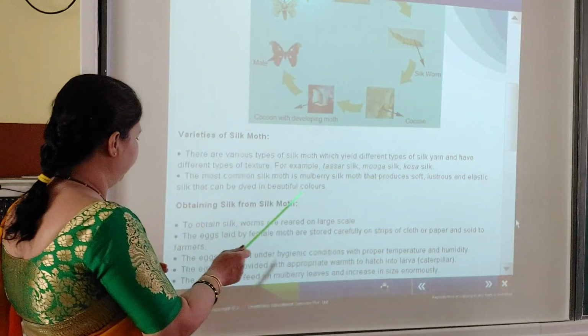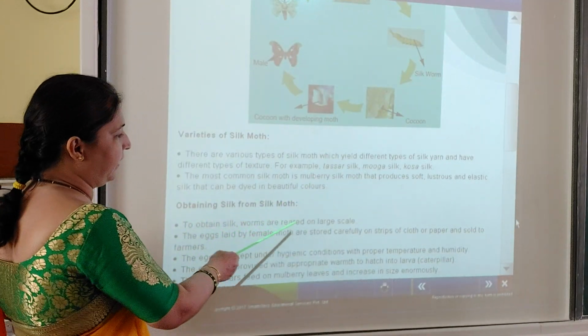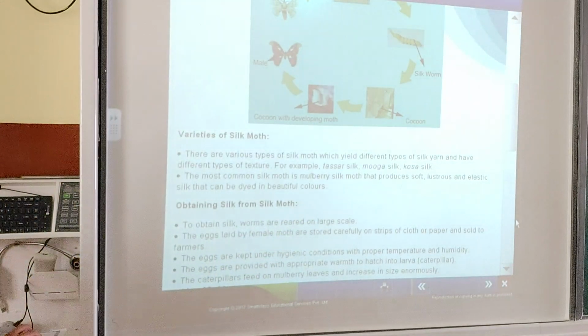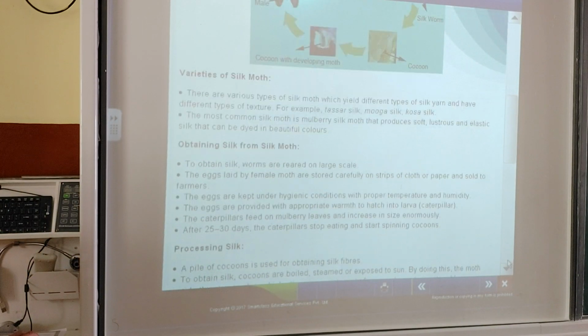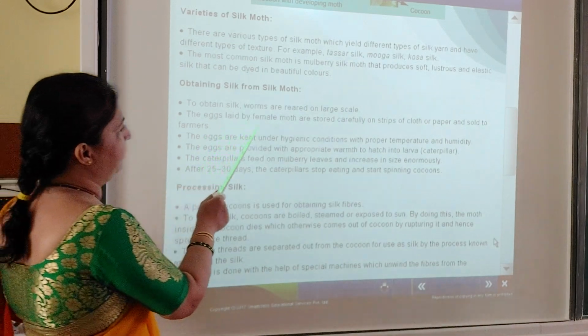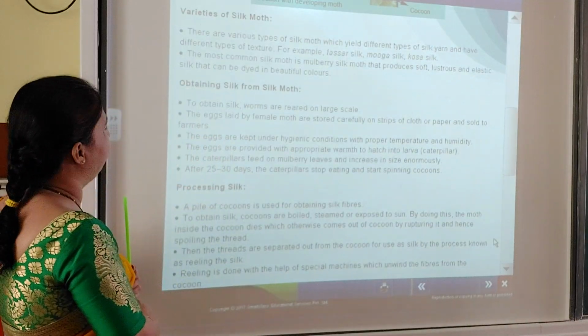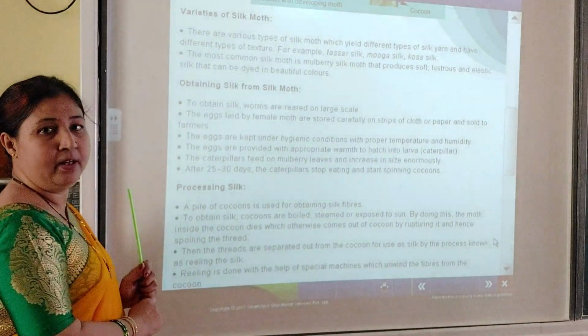Then, obtaining silk from the silk moth. To obtain silk from the silk moth, the worms are reared on a large scale. So first of all, the worms are reared on a large scale. Then the eggs laid by the female moth are stored carefully on strips of cloth or paper, and then they are sold to the farmers.